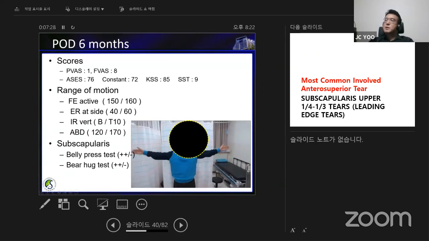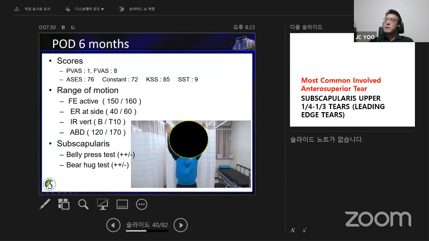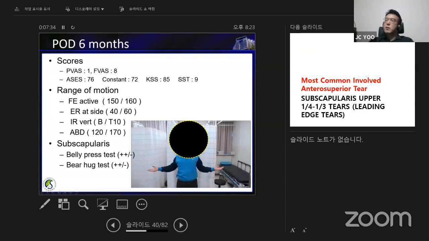But the belly press and bear hug signs are usually not recovered early, and sometimes they don't recover up to the level they had before.